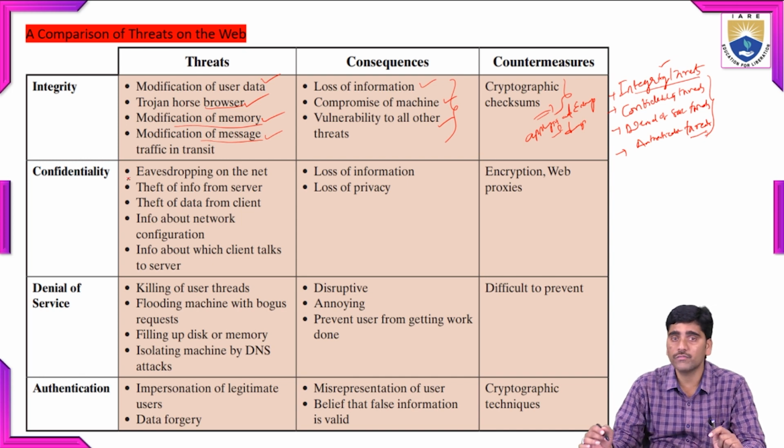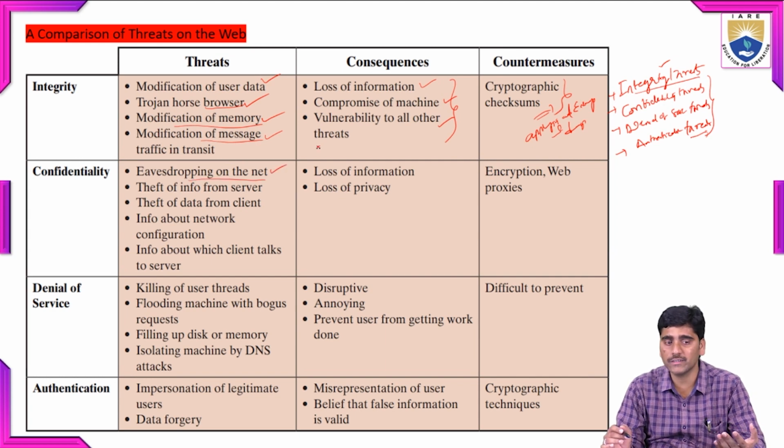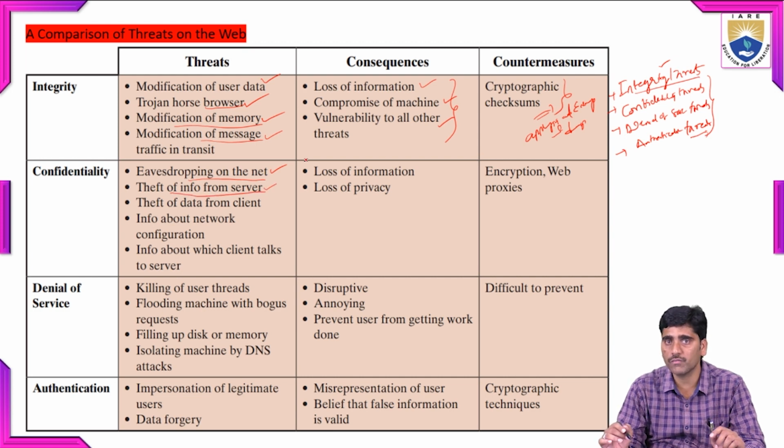And the second one, confidentiality threats. Here the confidentiality threats occur through eavesdropping on the internet. That is nothing but data leakage, where the data is flowing from source to destination. And the second one, theft of information from server.